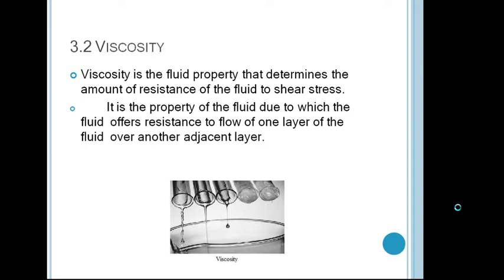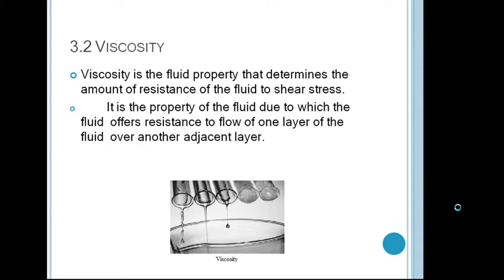Next is viscosity. Already in the first lecture we have discussed viscosity. What is viscosity? In simple words, it is the resistance to the flow. If a fluid flow faces a large amount of resistance to its flow, then we can say that fluid has a large amount of viscosity. And if the resistance to the flow is very less, then the viscosity is also very less. So we will start with the definition.